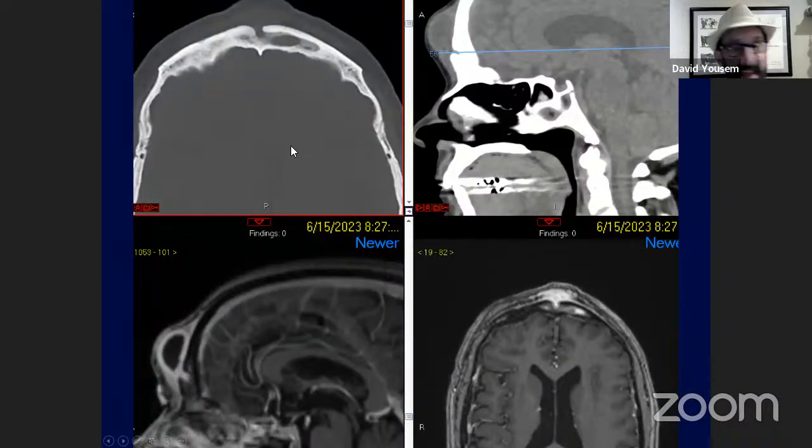All right, next case, case number 2. Let's move on. Here's the CT scan axial original data, sagittal reconstruction, MR T1 post-GAD, MR axial T1 post-GAD. So I'll give you a moment to look over the case. CT and MR with GAD.